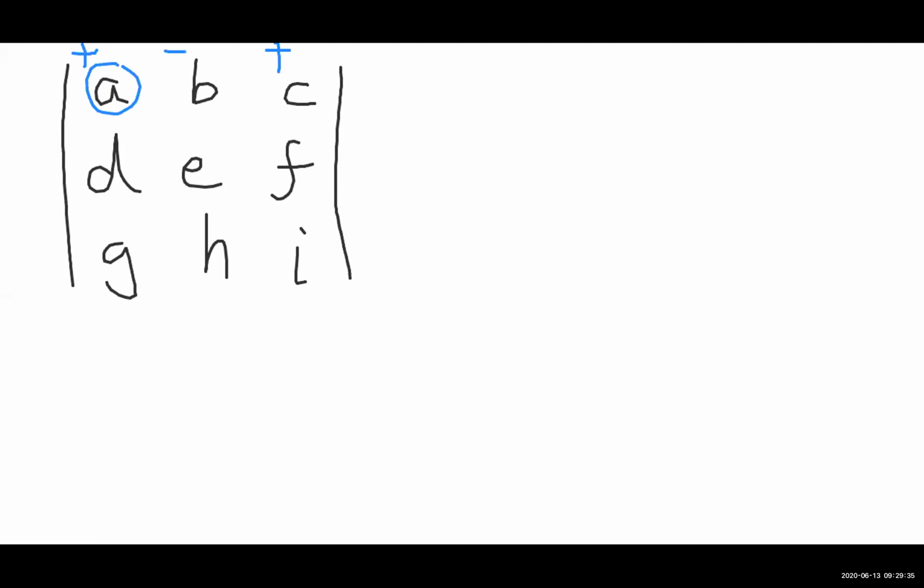So after having assigned these positive, negative, positive alternate signs, you go back to the element on the top left hand corner and you strike a line horizontally through that element and a line vertically through that element.